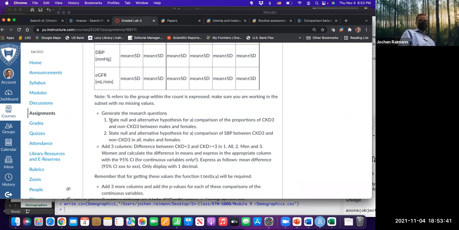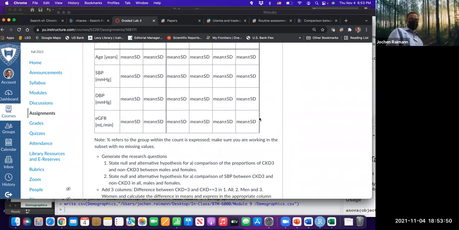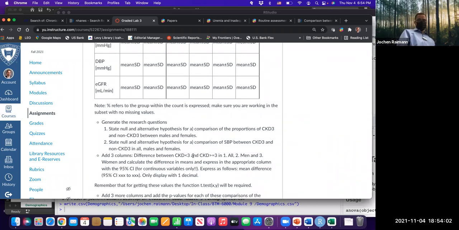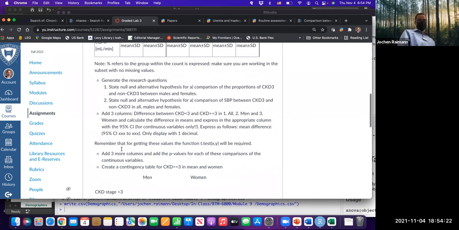So, you are also asked to state the null and alternative hypothesis for a comparison of the proportions of CKD stage 3 and non-CKD between males and females. Comparison of proportions is a binomial test or normal approximation. Then the difference between CKD earlier stage and CKD stage 3 in all men and women: calculate the difference in means and calculate the 95% confidence interval. You get that from a t.test. You remember the t.test formula? Yep.